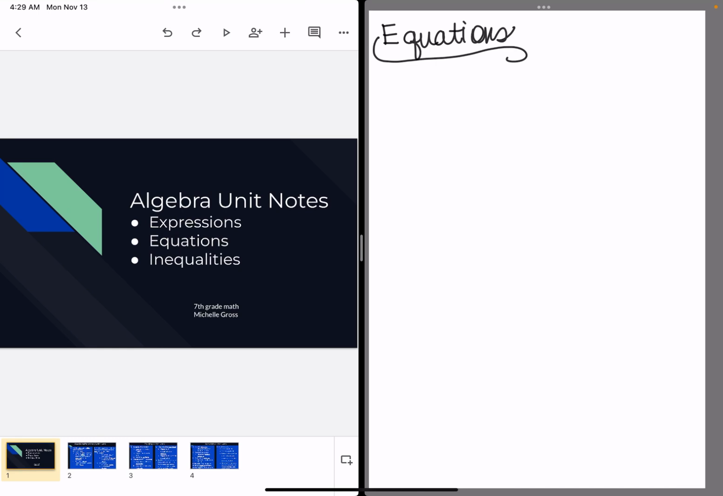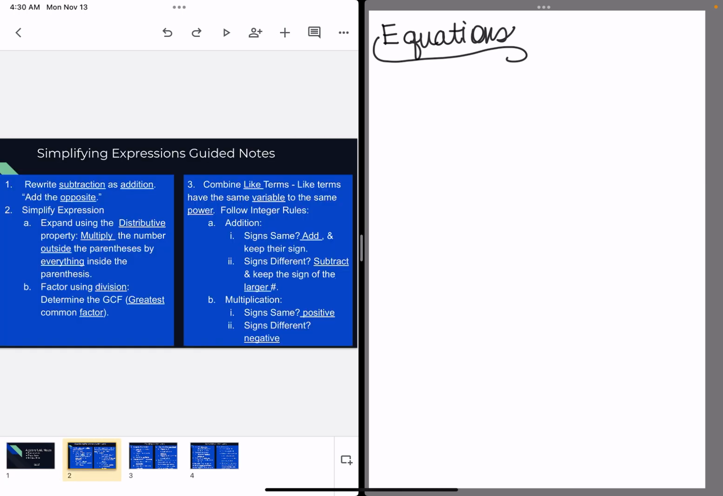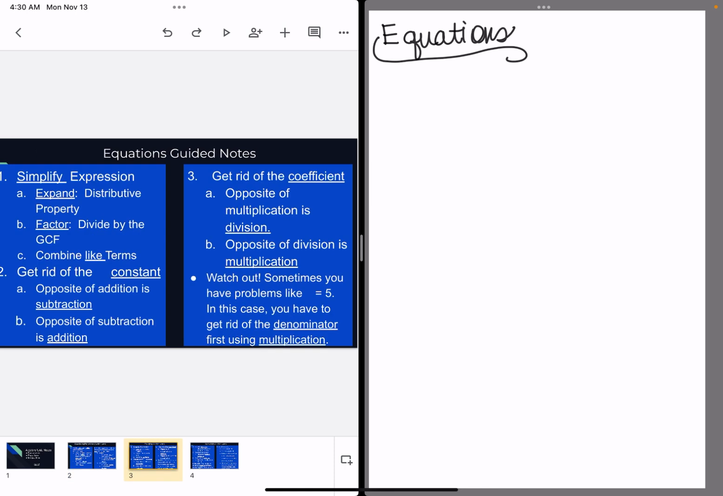Hi, we're in our algebra unit, doing our notes over expressions, equations, and inequalities, and today we're focusing on equations. If you haven't already, go back and watch the video on expressions first, simplifying expressions, and make sure that you have your guided notes in your red notebook before we get started. So these were the notes on simplifying expressions.